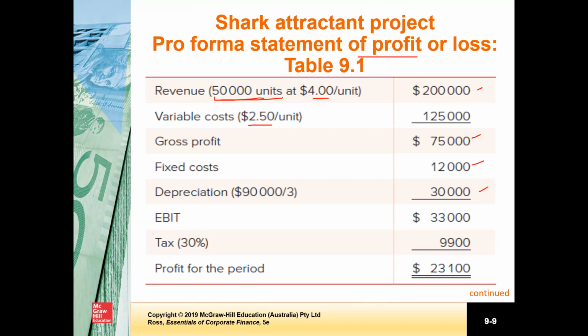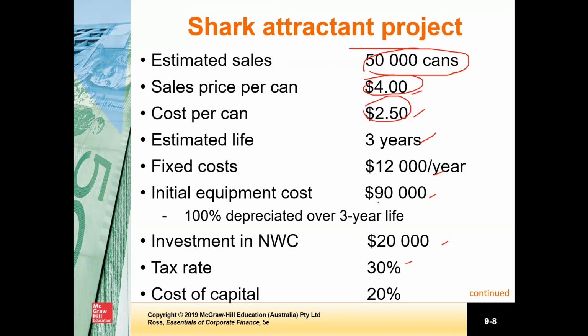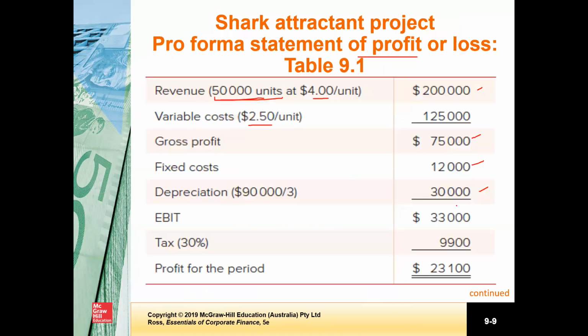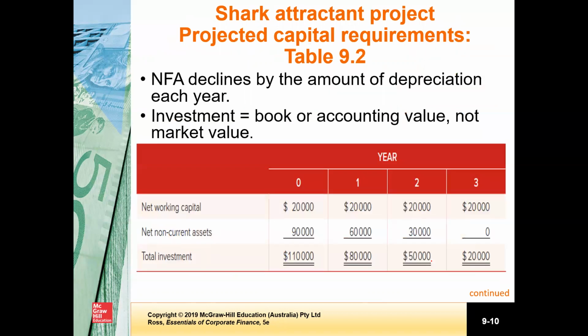We also deduct depreciation. Now, how do we calculate depreciation? You remember our investment in fixed asset was $90,000 and it will be depreciated over 3 years. So we divide it by 3. So yearly depreciation will be 30,000. So from gross profit, we deduct fixed costs and depreciation. We get earnings before interest and taxes, and then we deduct tax, which is 30% of EBIT, and we get profit for the period. So that is our projected or pro forma profit and loss statement, okay, based on our estimates. And then we can proceed in estimating the cash flows.